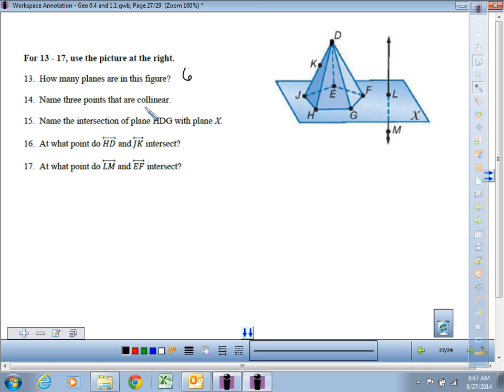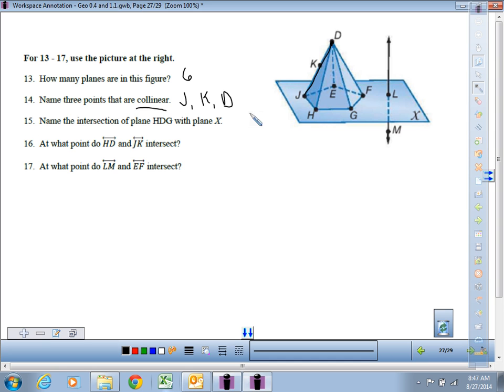We want to name 3 points that are collinear. So we have to remember the definition of collinear. Remember, linear means line, so we are on the same line. We need 3 points on the same line. So we have to look over here and find 3 points on the same line. Here, here, here. So we would say J, K, D. And I'm going to separate those with commas just to say that they're 3 separate points.